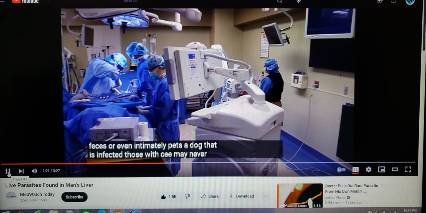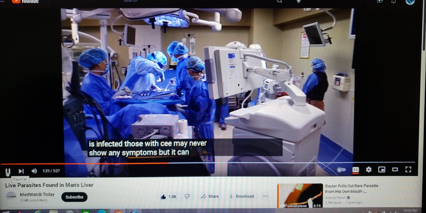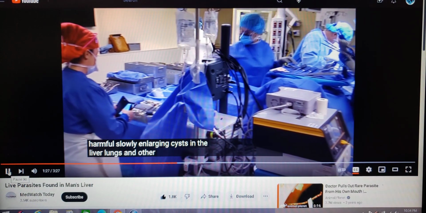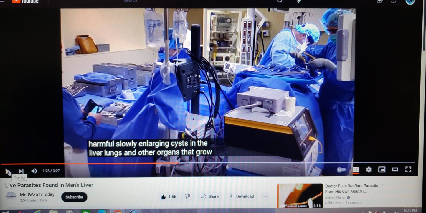Those with CE may never show any symptoms, but it can cause harmful, slowly enlarging cysts in the liver, lungs, and other organs. That's right off the CDC page. So this isn't just a hepatic problem. This isn't just a liver problem. Wherever those little particles get in your body, that's where that parasite is going to stay and make its home.